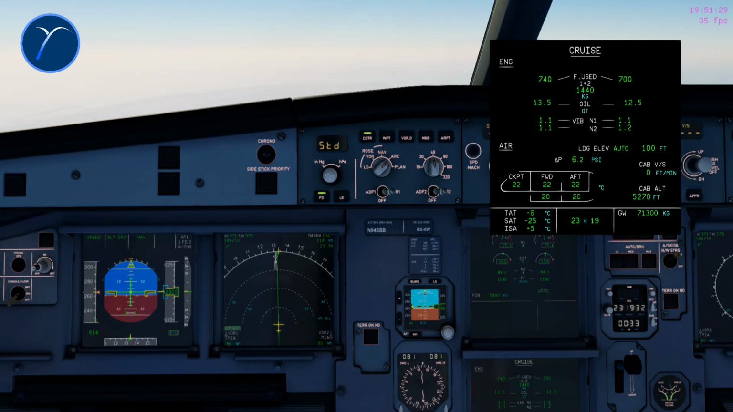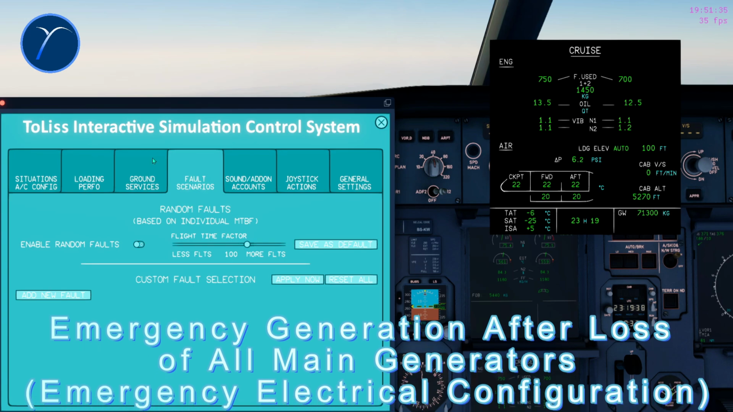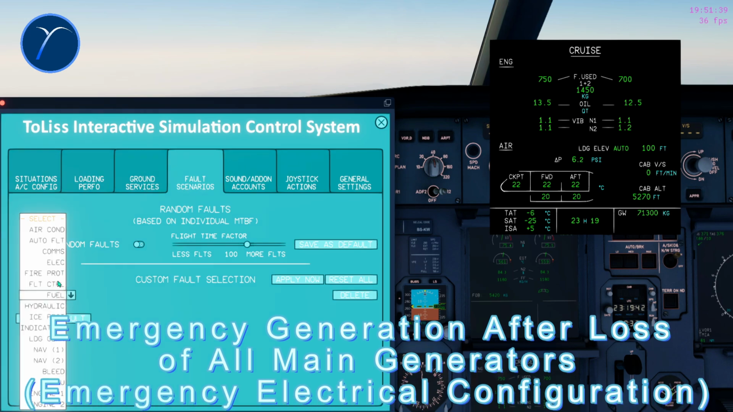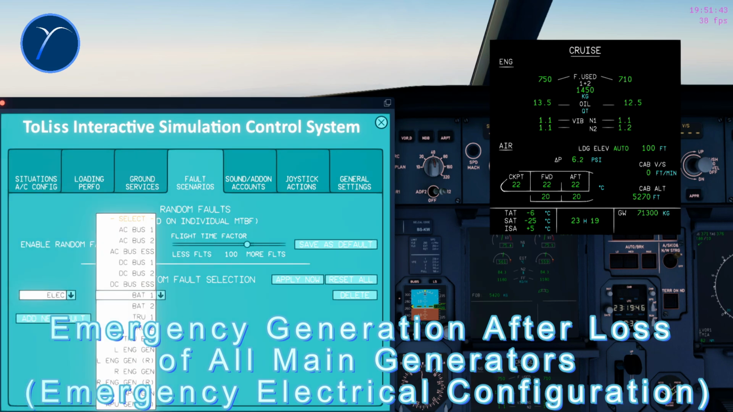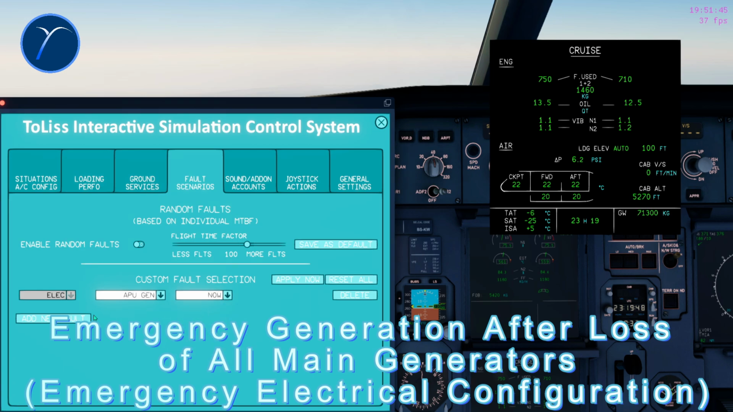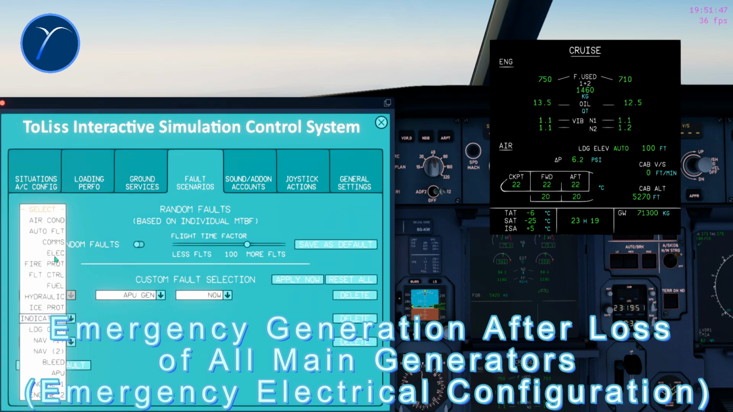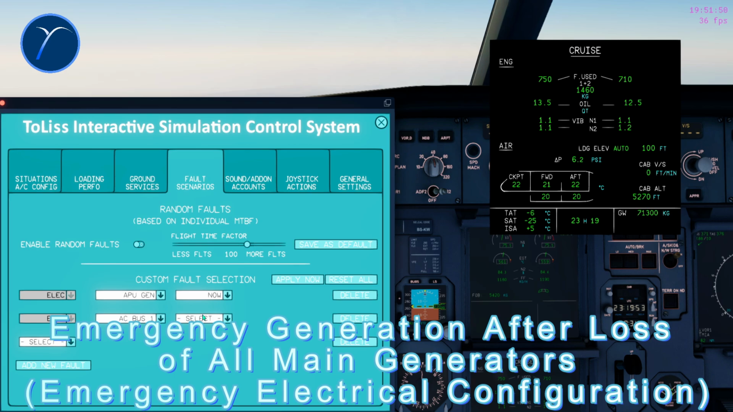So next up, we have emergency generation after loss of all main generators. So let's just assume that we cannot use the APU. We can fail the APU generator as well. How do we do that? Now, ELEC. Now, ELEC. Now, so this is what it looks like.